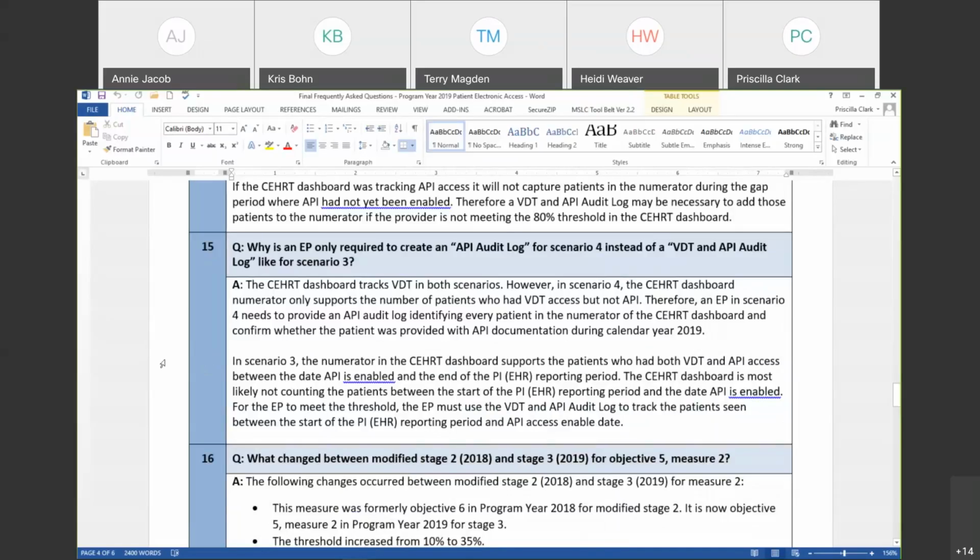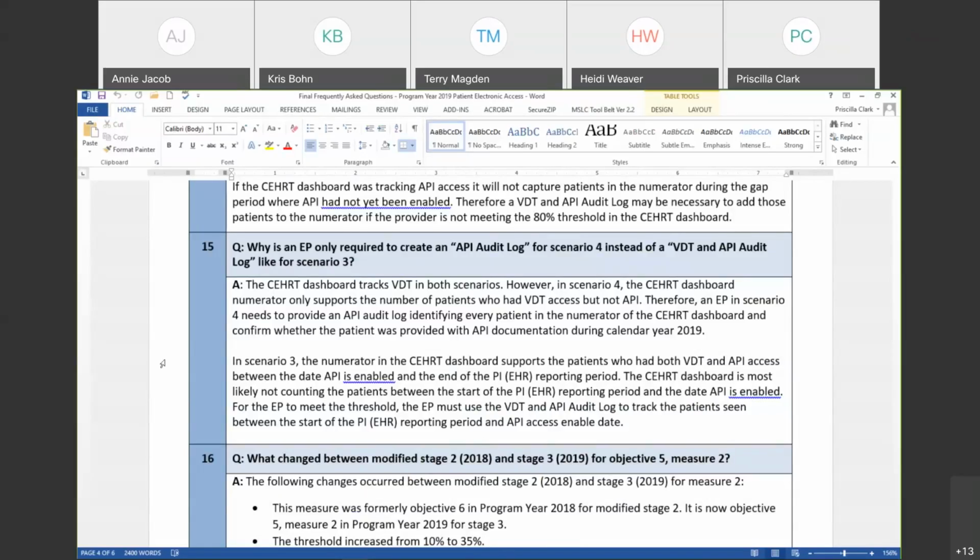And then question 15, which I think is extremely important for EPs who are falling into scenario 3 or 4. Why is an EP only required to create an API audit log for scenario 4 instead of a VDT and API audit log for scenario 3? The answer is that the CERT dashboard tracks VDT in both scenarios.